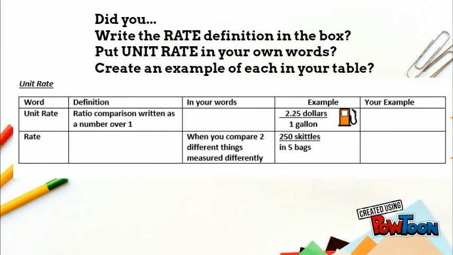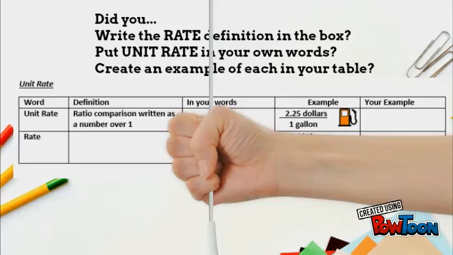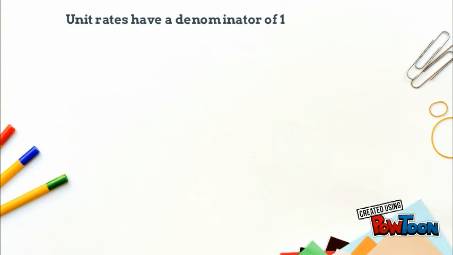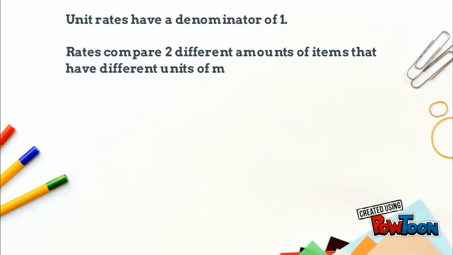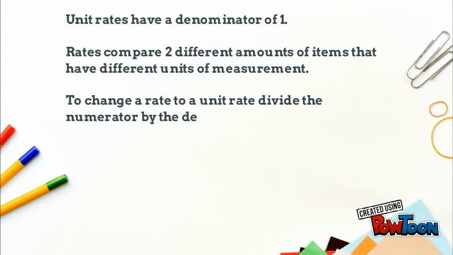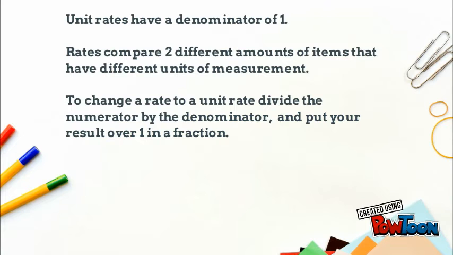Did you write the rate definition in the box? Put the unit rate in your own words and create an example of each of these in your table. Get with it. Make sure you do. Unit rates have a denominator of 1. Rates compare 2 different amounts of items that have different units of measurement. To change a rate to a unit rate, divide the numerator by the denominator and put your results over 1 in a fraction.